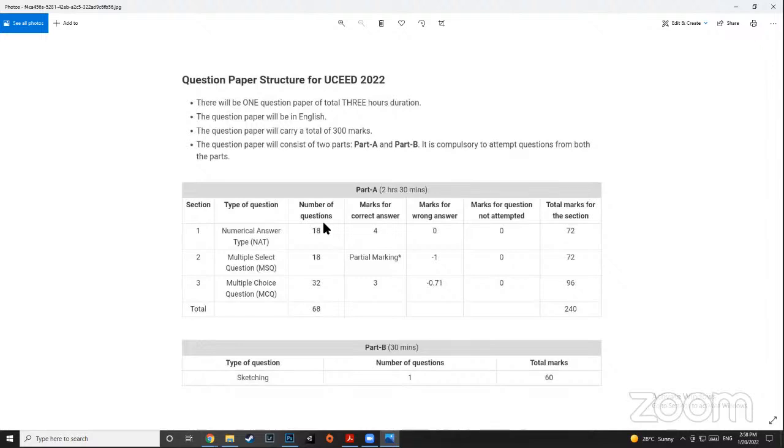Will there be partial marking for multiple select questions? Yes, I'll come to that. By giving Uceed, what is the possible marks for getting into IIT Guwahati for general? Okay, so Hanum, these questions, the coordinators from THiNC will be able to answer for you.